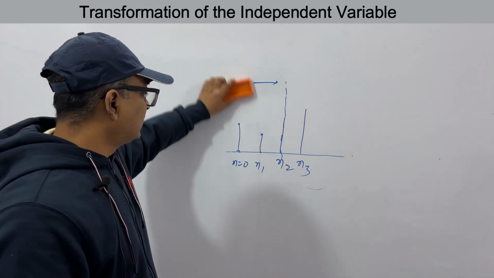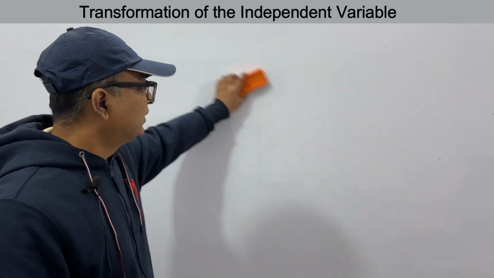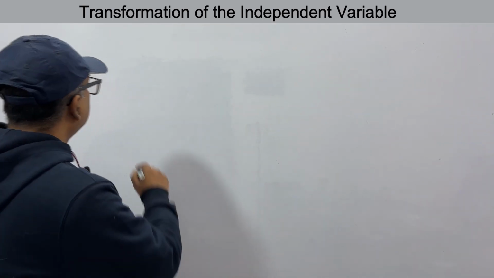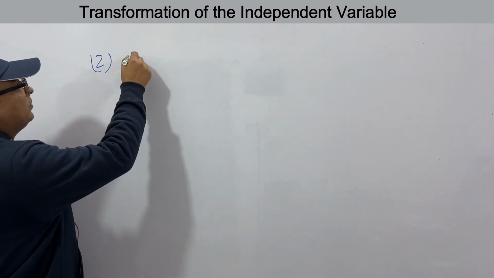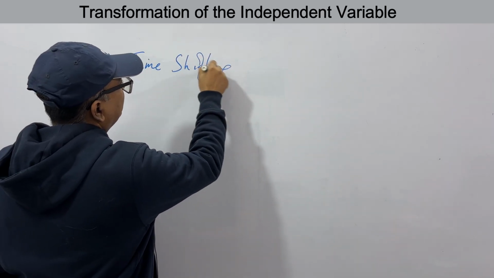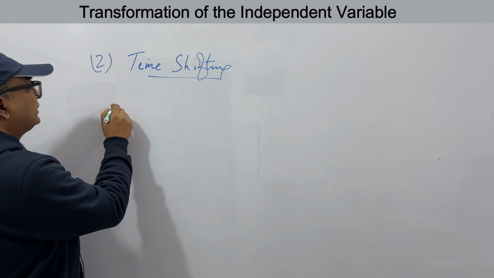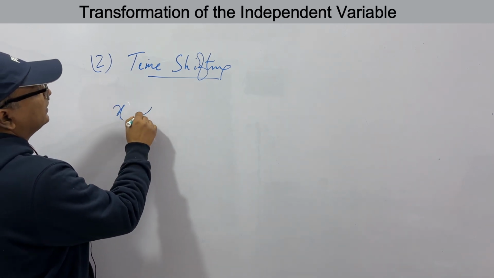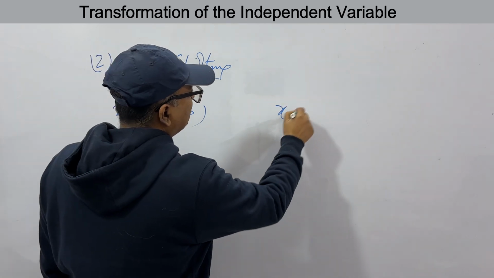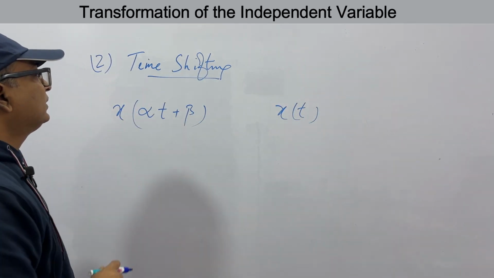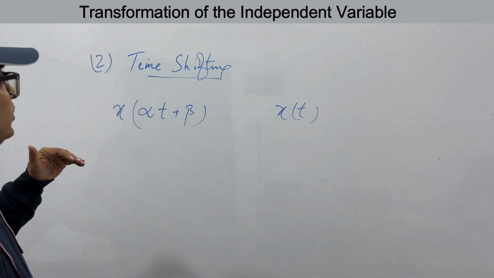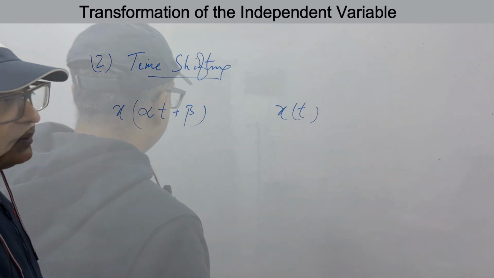We also introduce transformations to achieve our purpose. We'll study these things later on so that everything will be clear. The second important thing is called time scaling. To explain this, let's say we want to change x(t) to x(alpha t plus beta). Our original signal was x(t). Then what will be the shape of the signal?